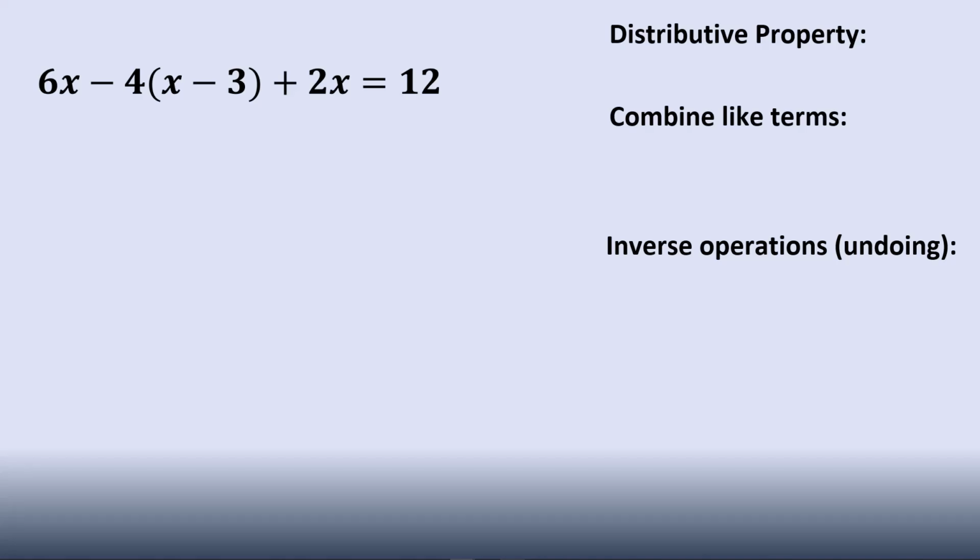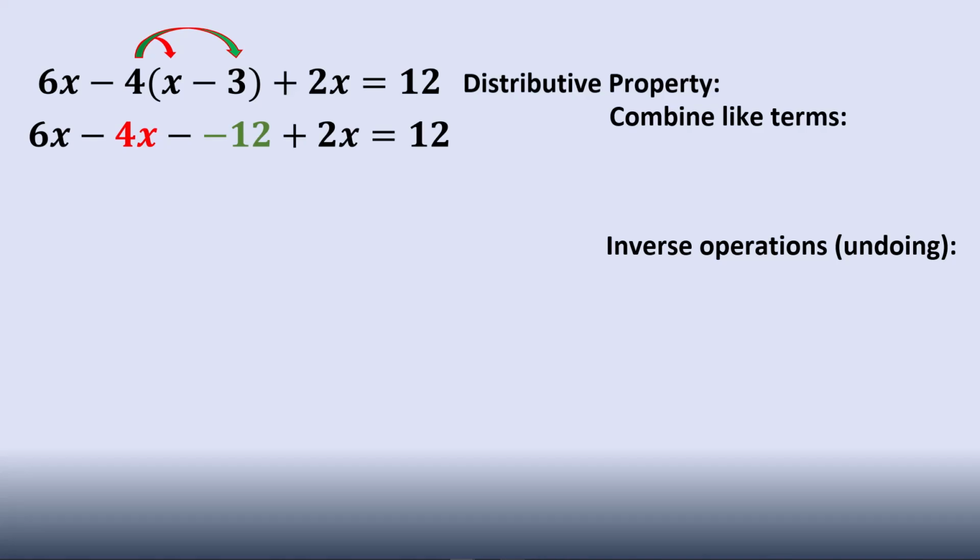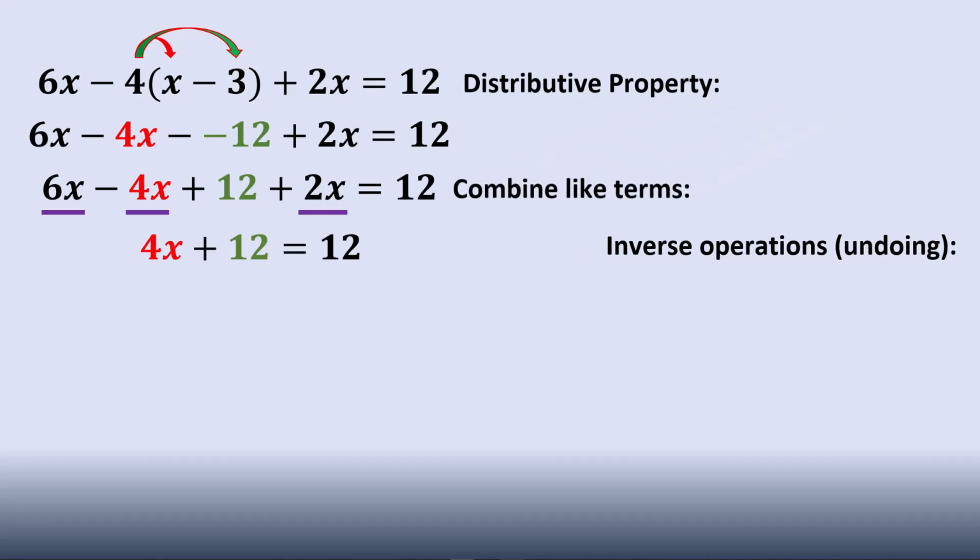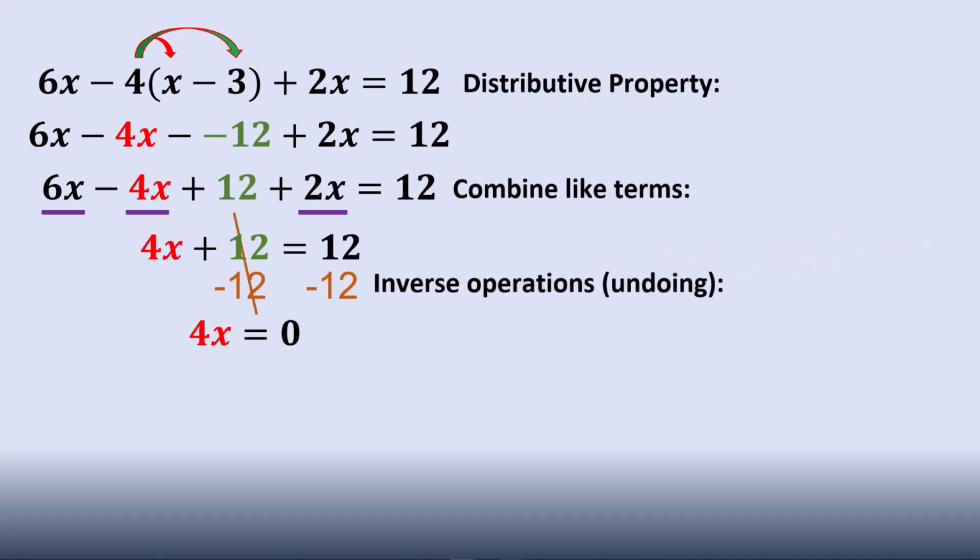In this equation, we distribute the 4 first of all, and we get 6x minus 4x minus negative 12 plus 2x equals 12. The minus negative becomes plus. So now we have 6x minus 4x plus 12 plus 2x equals 12. Combining like terms results in all 3 x terms becoming 4x. Then we have plus 12 equals 12.